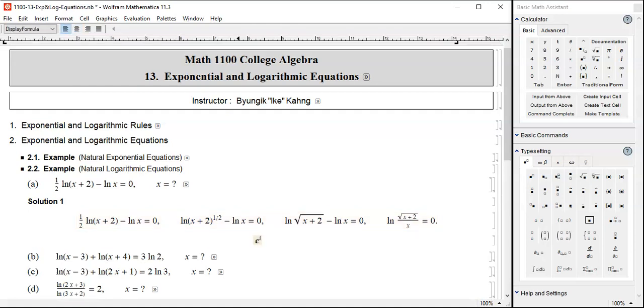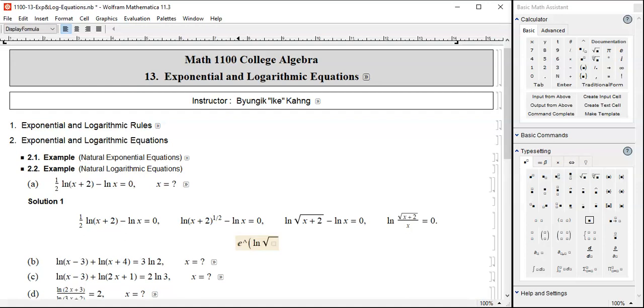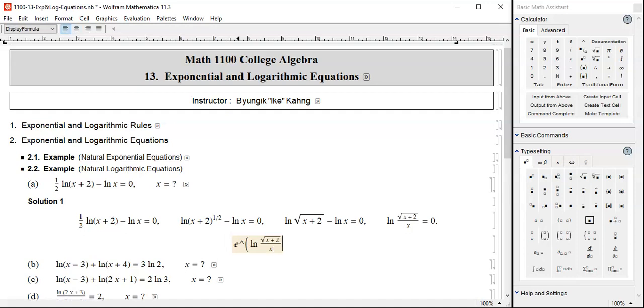e to the log of square root of x plus 2 over x, and that is e to the 0 power. Remember, exponential and logarithm are inverse of each other, so they cancel each other out. So we just have square root of x plus 2 over x is equal to 1. So we have square root of x plus 2 is equal to x.